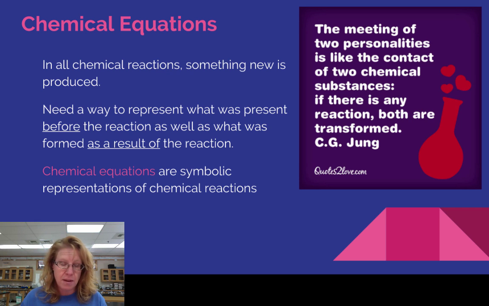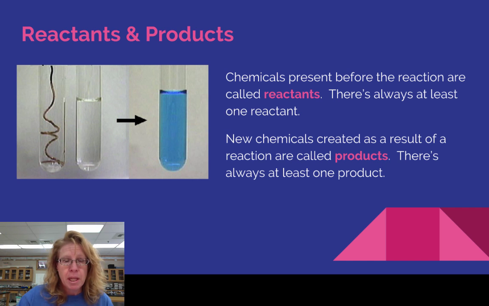The reaction itself is obviously the chemicals together in a beaker doing something interesting. The chemical equation is what we would write on the piece of paper to record what was happening as a result of that. So first things first, we need some vocabulary to discuss these things. The things that are present before a reaction, like over here on the screen, we've got this piece of wire, and then we've got this clear solution. That's the before chemicals. We would call those reactants.